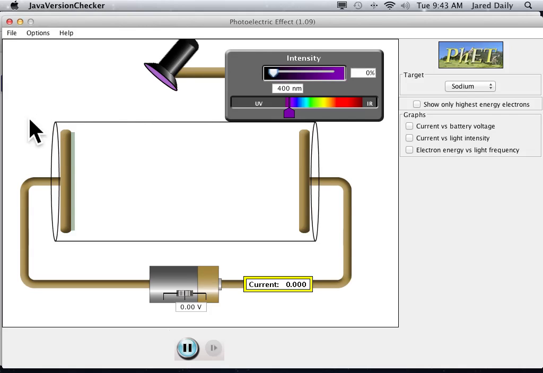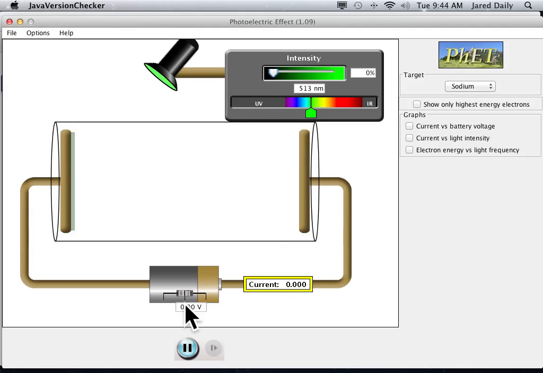Outside of this glass tube, didn't mention it was glass, we've got a light source that is going to be a variable light source. We can change it to be ultraviolet or any of the visible colors or infrared. So we can change the frequency or the wavelength, but we can also change the intensity up here. And that means how bright it is. So let's put it right here at green, and let's change how bright it is.